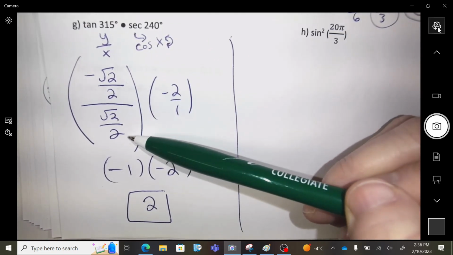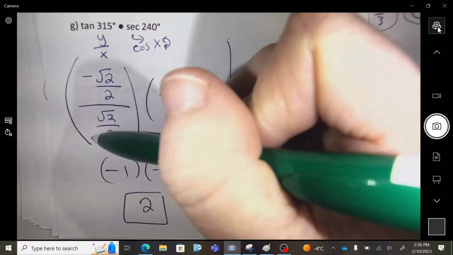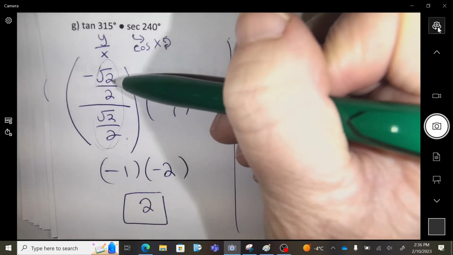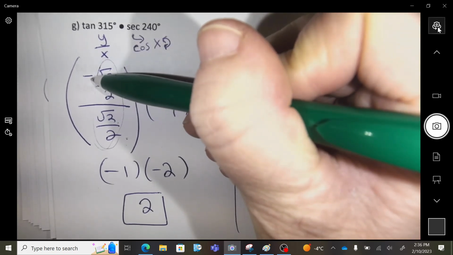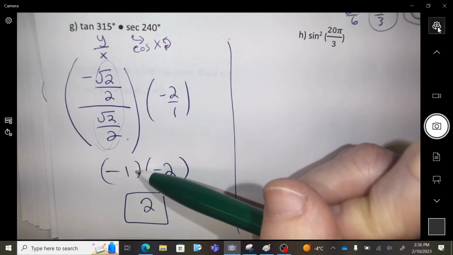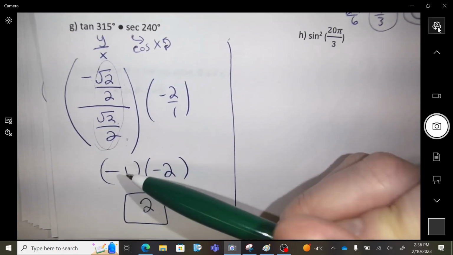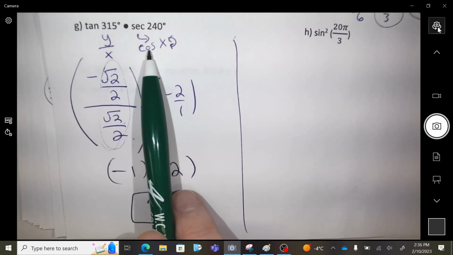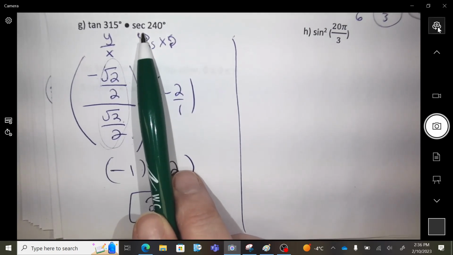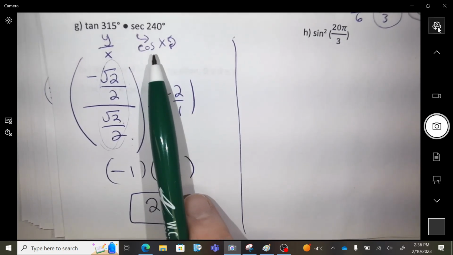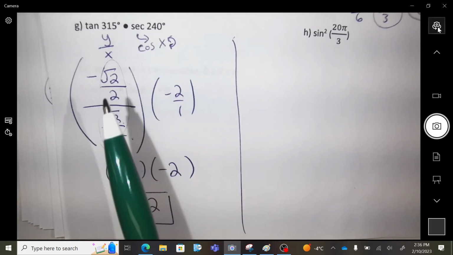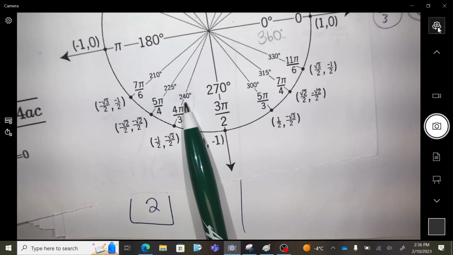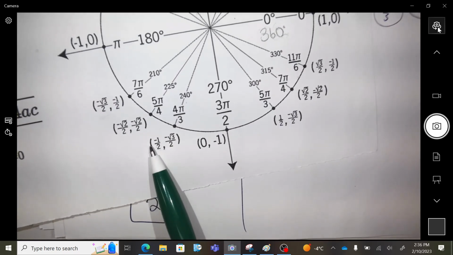This is my y, this is my x. Do you see this division is the same value divided by the same value? And obviously there's one negative, so that's why I got a negative 1 out of that. Okay. Yep. And then did you see what I did there? Secant, flip of cos, which means figure out the x and then turn it around, flip it. So 240, put your eyes there, take your x, write that upside down.